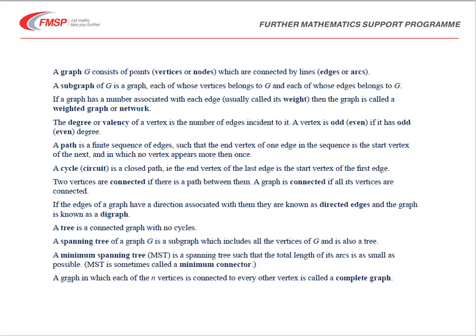This slide shows the page from the specification, which is the glossary for decision mathematics. So you should really know all of the definitions that are here, not necessarily word for word, but be able to get the essence of them written down should you be asked them. Particularly the ones that we just looked at there: a tree, a connected graph, a spanning tree, which includes all the vertices.